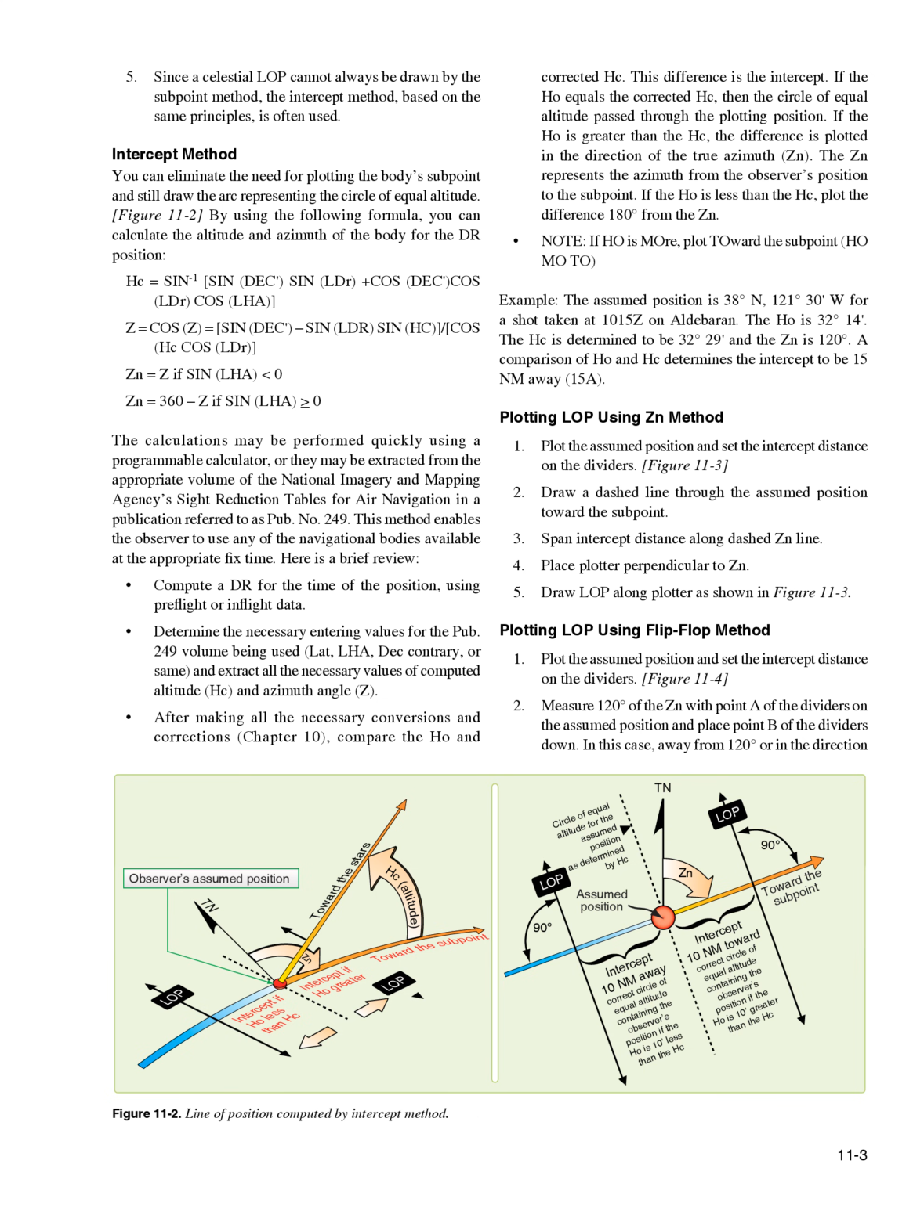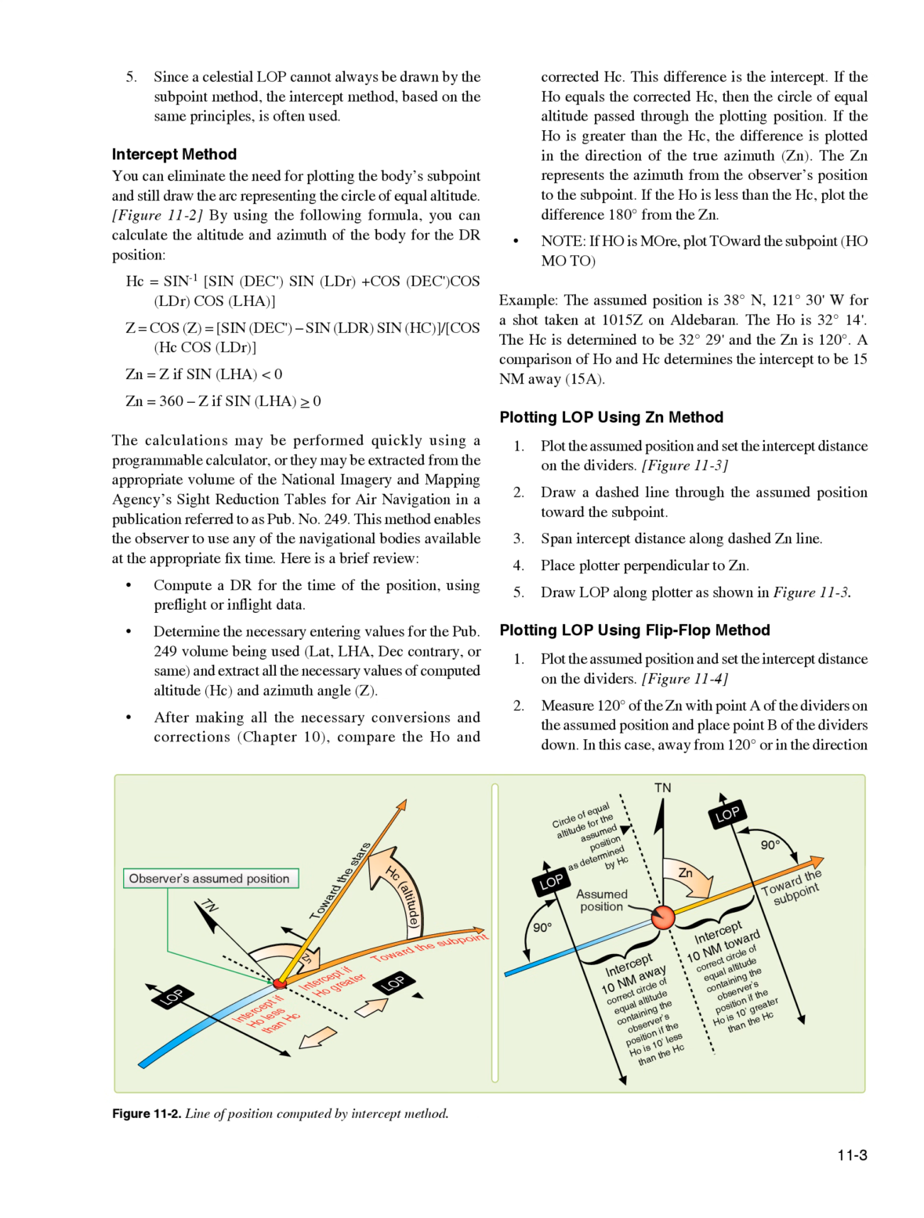Using Pub. 249, Volume 1, take the LHA, declination (contrary or same name), and extract all the necessary values of computed altitude, HC, and azimuth angle, Z. After making all the necessary conversions and corrections, compare the HO and corrected HC. This difference is the intercept. If the HO equals the corrected HC, then the circle of equal altitude passes through the plotting position.